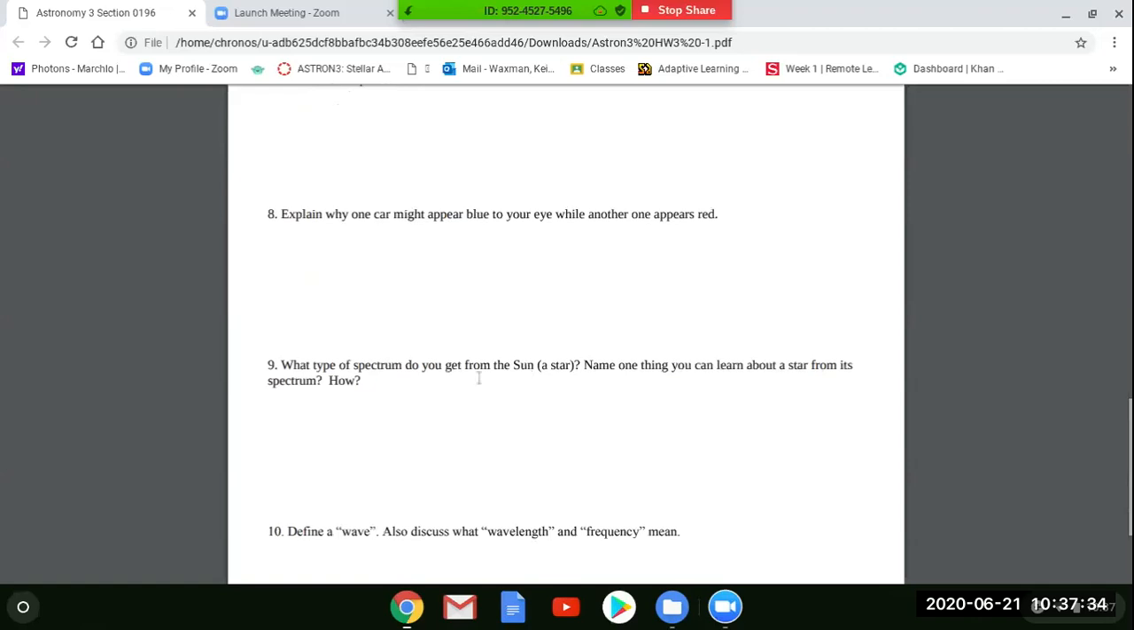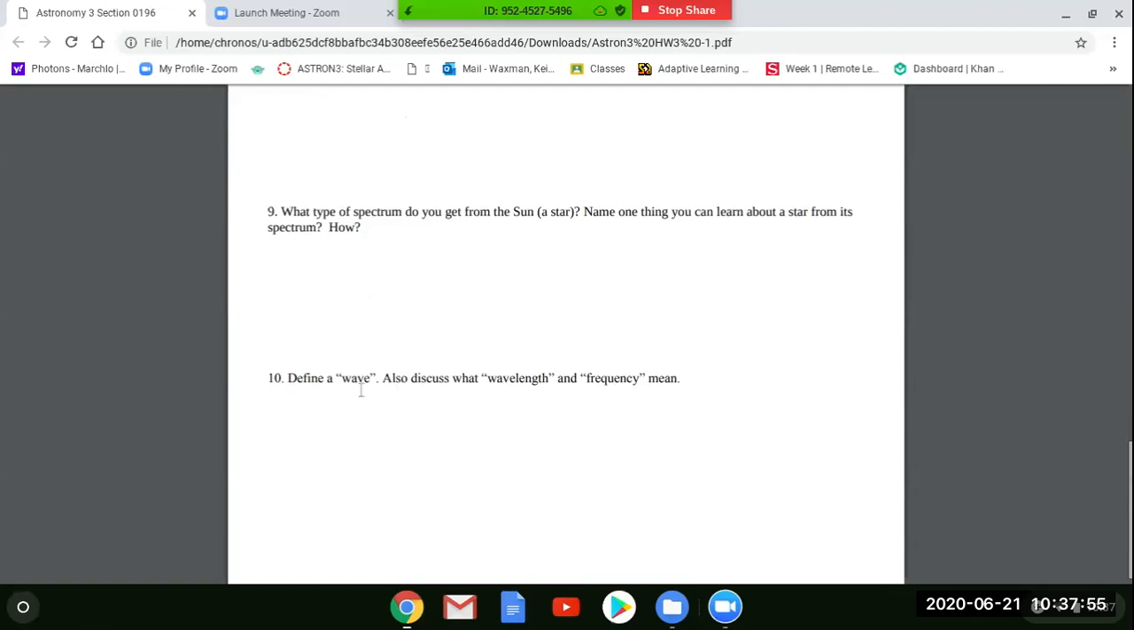What type of spectrum do you get from the sun? Which is a star. All stars produce predominantly the same type. And name one thing you can learn about a star from its spectrum. Actually, there are a lot we talked about. But then talk about how. If you mention you can learn this about a star from a spectrum, talk about how. Or if you mention something else about a star from a spectrum, talk about how.